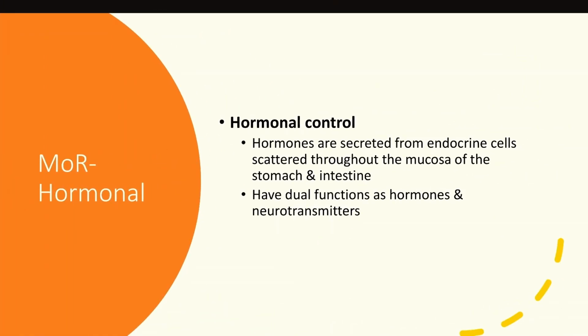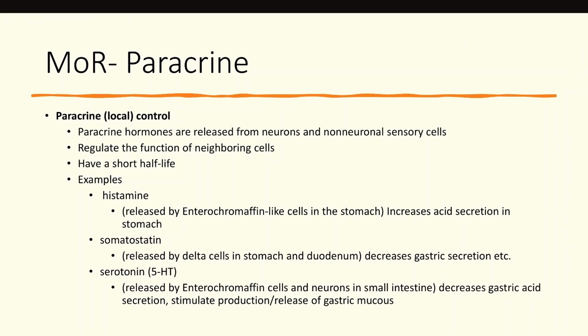Hormonal control over a GI system. Some of them have dual function as a hormone and a neurotransmitter. They're found throughout the entire system. And we also have paracrine control, which is the side-by-side cells, where you secrete a substance and it affects the cells right next to you.